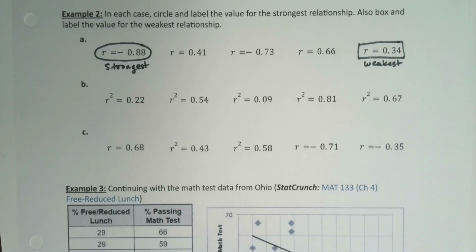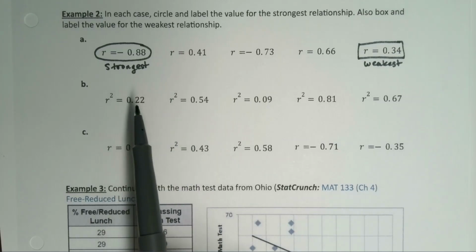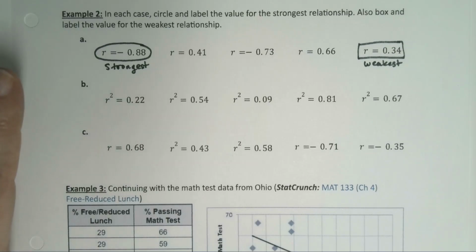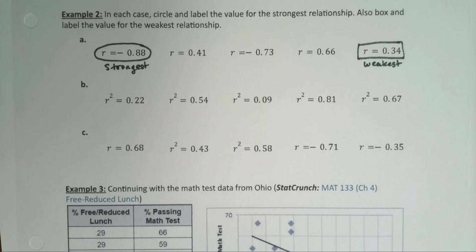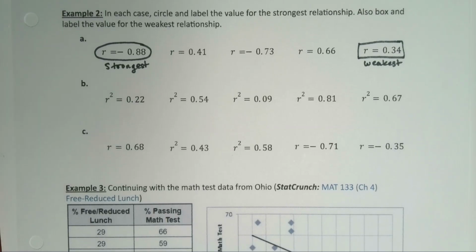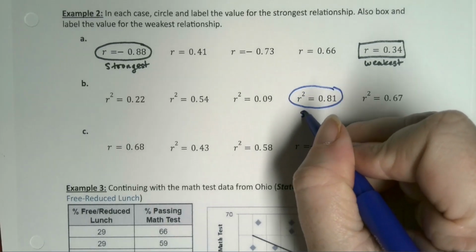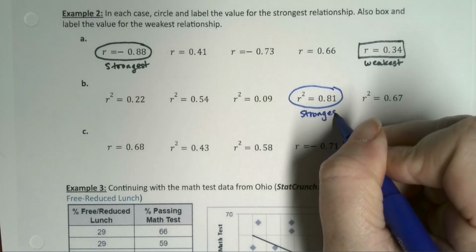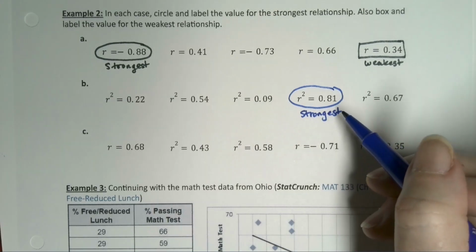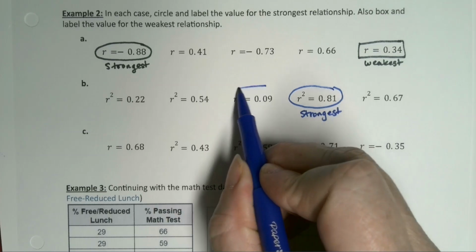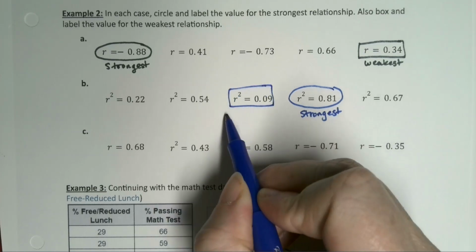Okay, so now let's look at B. Well, B cuts out all the negative positive stuff. So this is where R squared is actually a little easier to work with even than R, because whichever number's the biggest, that's the strongest, and whichever number's the smallest, that's the weakest. So the strongest is right here, because 81 is the biggest. We don't have to think about the positive and negative and all of that. Biggest number is closest to 1. Weakest number is actually the closest to 0, which is right here.